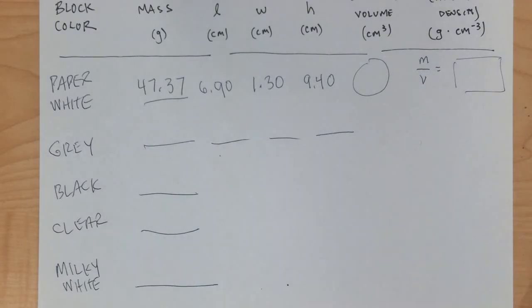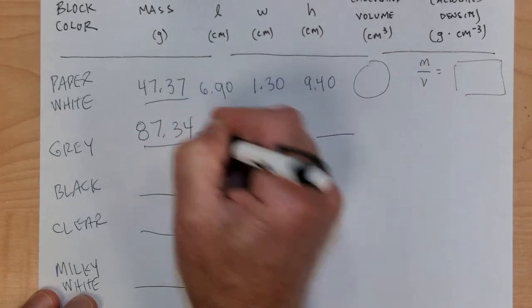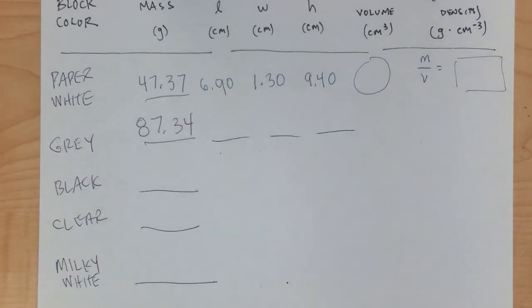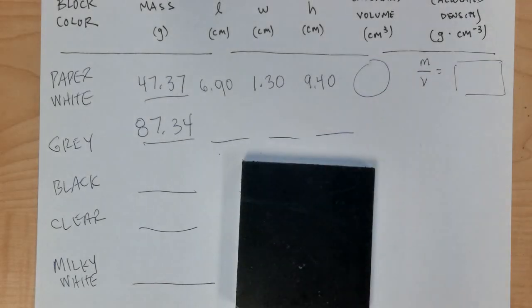And now I'm going to get the mass of it. I'll be right back. This one is 87.34 grams for the gray block. All right, now we're going on to the black block.